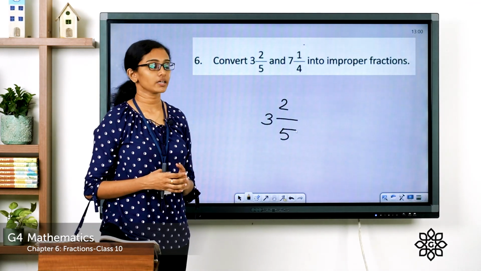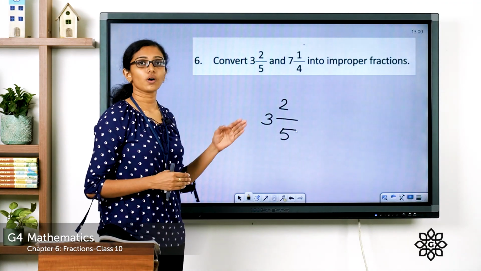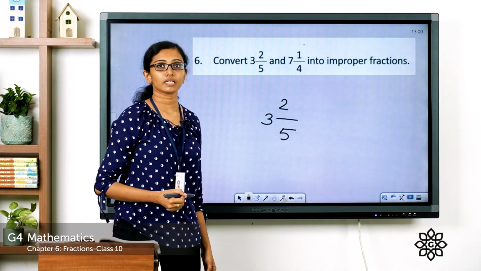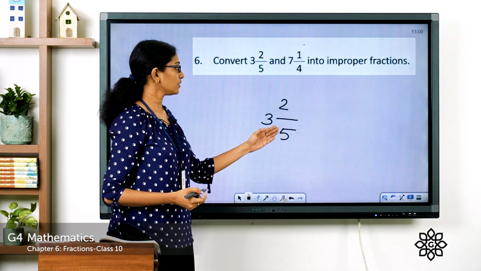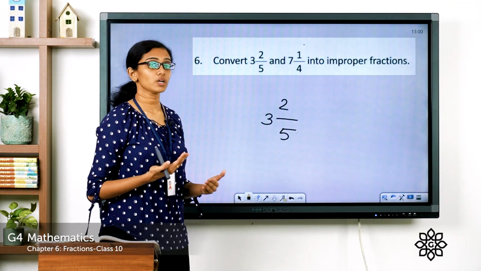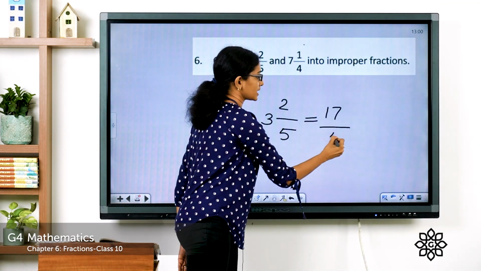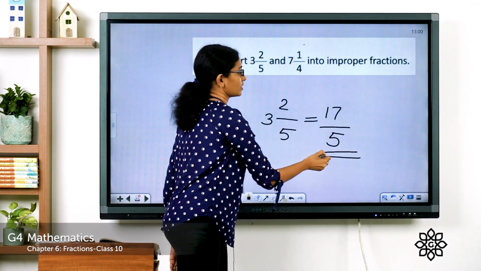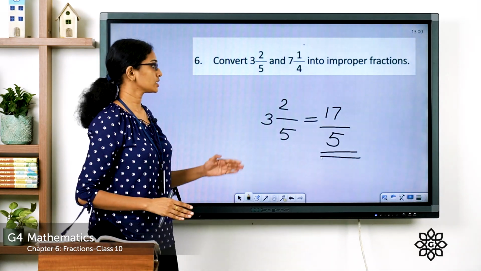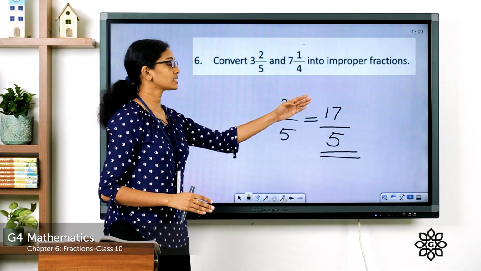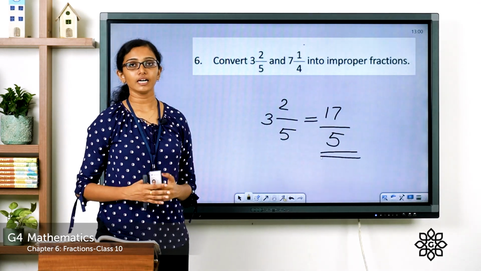So let's see how we can do that. 5 into 3 or 3 into 5, that is equal to 15, plus this numerator 2. So 3 into 5, 15, plus 2 is equal to 17, written over the same denominator 5. So the improper fraction corresponding to the mixed fraction 3 and 2 by 5 is equal to 17 by 5. Clear?